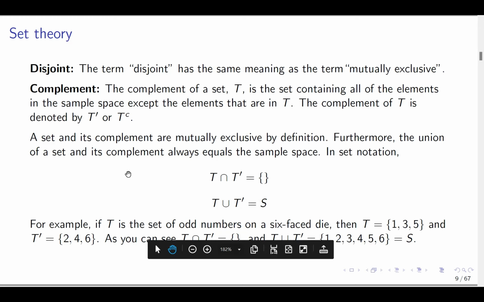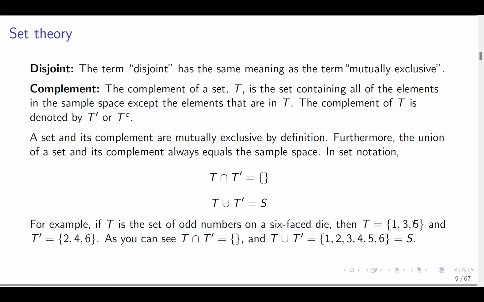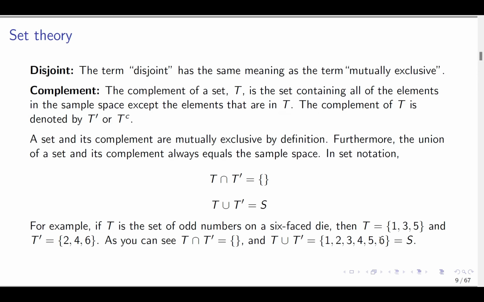So what we mean is that if T is the set of odd numbers on a 6-faced die, then T is equal to 1, 3, and 5. T complement then will be equal to 2, 4, and 6, because 2, 4, and 6 are also part of the sample space of a 6-faced die, but they do not belong to T. So the complement of any set is every other element within the sample space that does not belong to that particular set. So here is the end of the set theory concept.